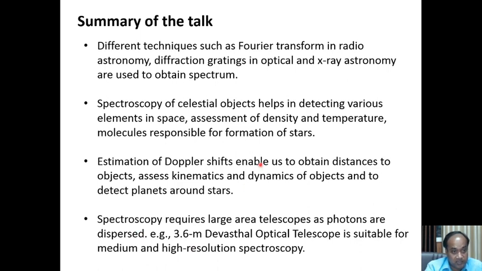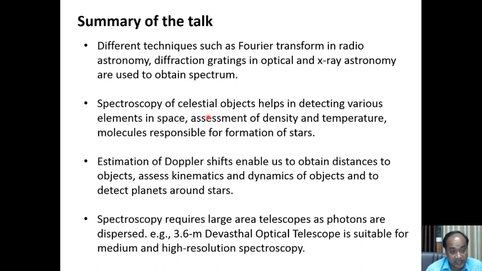Fourier Transform is used in radio astronomy. Various kinds of diffraction gratings are used in optical and X-ray astronomy. Spectroscopy of celestial objects helps in detecting various elements in space. It also helps in assessing density and temperature, and in detecting those molecules which are responsible for the formation of stars, as well as some link to the formation of life.